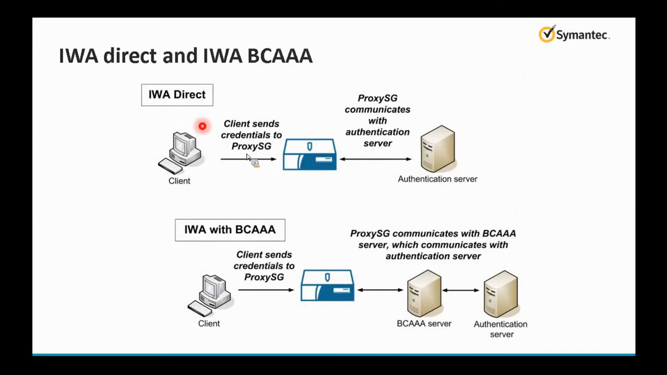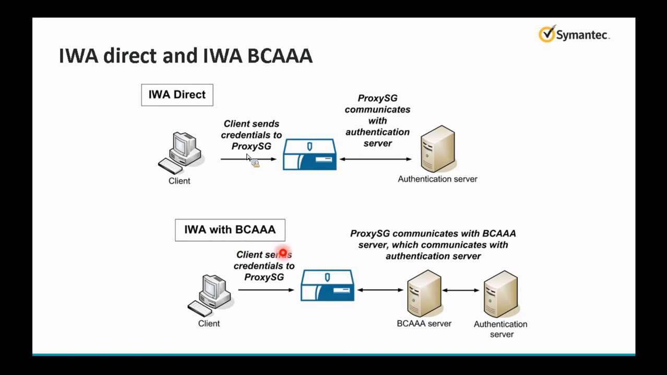Now, talking about IWA, Integrated Windows Authentication, there are two different ways for us to configure the proxy to connect to your Active Directory. One is what we call direct connection. In IWA Direct, the proxy will communicate to the authentication server directly, hence the name IWA Direct. Another method is the use of the agent, so that's IWA with agent, BCAAA.